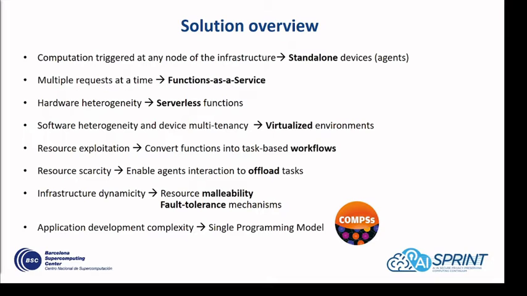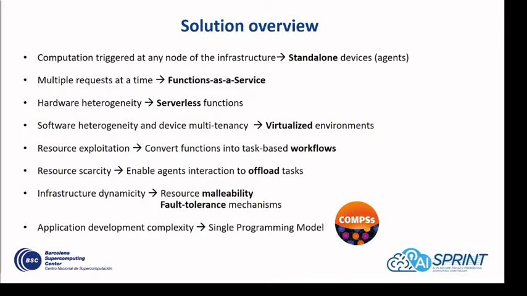To allow multiple requests at a time, we propose using a function as a service model. Thus, any device can request to its agent the execution of a function whenever the application requires. Moreover, to deal with the hardware heterogeneity of the system, this function should be serverless and assume nothing from the hardware hosting the execution. The agent will select the best way to run the function given its local computing devices. With virtualized environments like containers or VMs, we aim to deal with the software heterogeneity and the possible problems of sharing devices by several users.